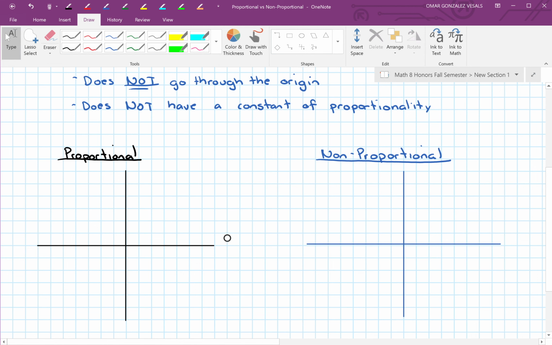Okay, so to prove my point, let's start with our proportional, and I'm gonna draw. We'll just draw it in black. Give me a slope, guys. Give me an easy slope. 5. So that means if my slope is 5, it's gonna go through the origin, and I'm gonna go up 5. 1, 2, 3, 4, 5, and over 1. Right?